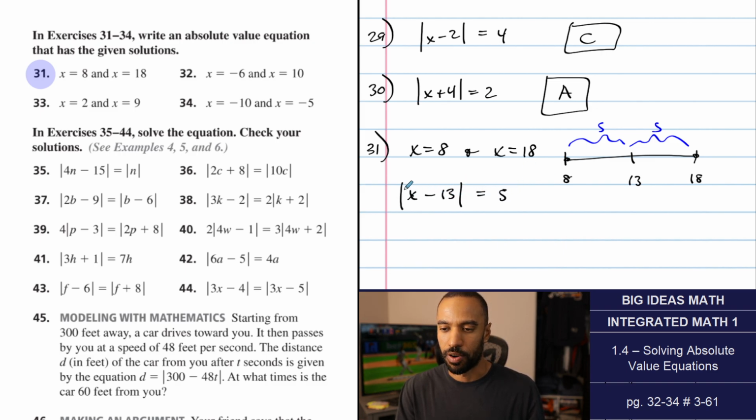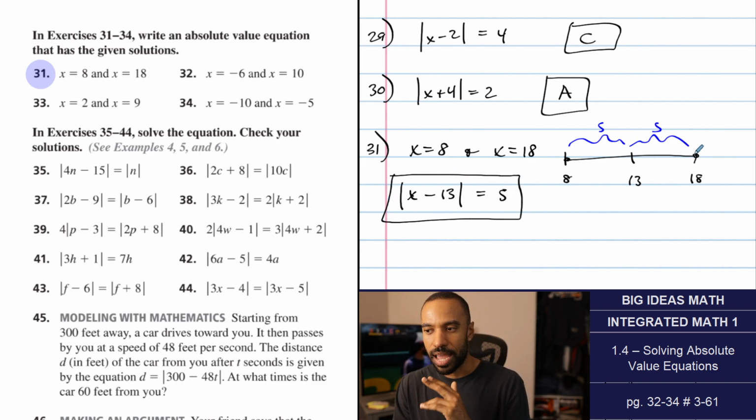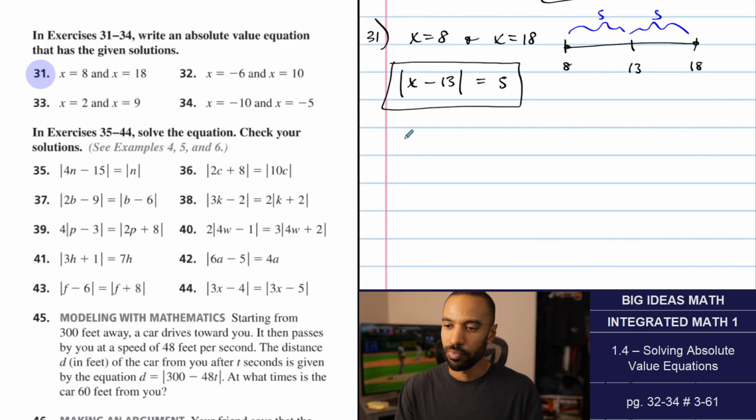That's 5 units from there that we're getting this one. So the distance between our two numbers and 13 is 5, whether we go to the left or right direction. 13, the middle number, goes in here, opposite of that for distance. 5 is positive because it's absolute value one way or the other. Let's see if we can keep that train a-rolling.